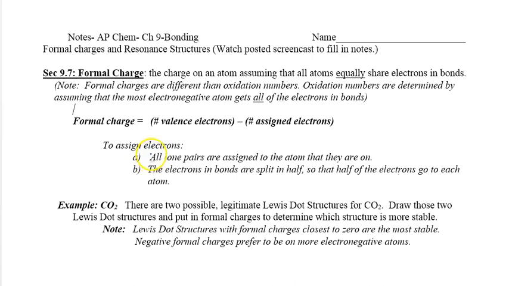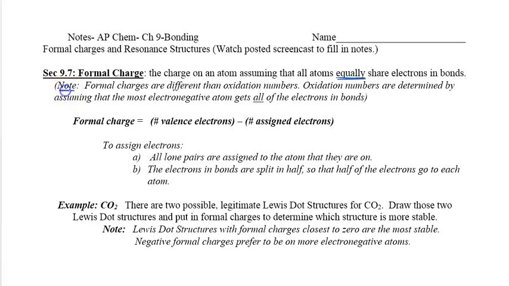Okay, today we're going to talk about formal charges and resonance structures. So first with formal charges, it's the charge on an atom assuming that all atoms equally share electrons in bonds. This is going to be important to know whether a Lewis dot structure is stable or not.